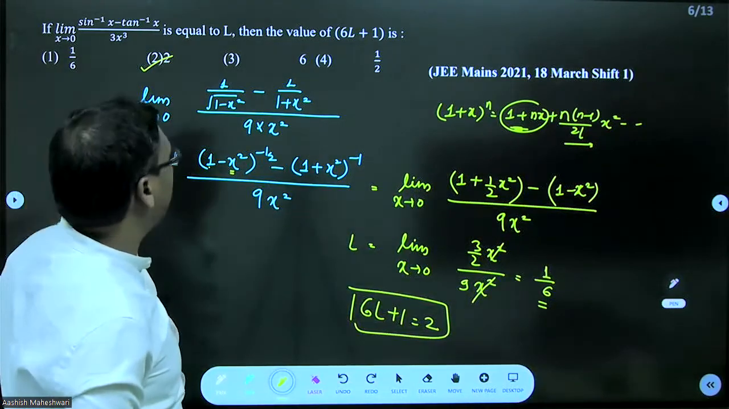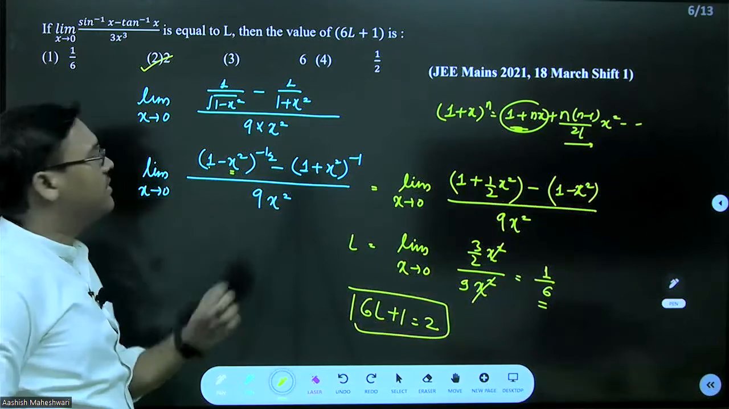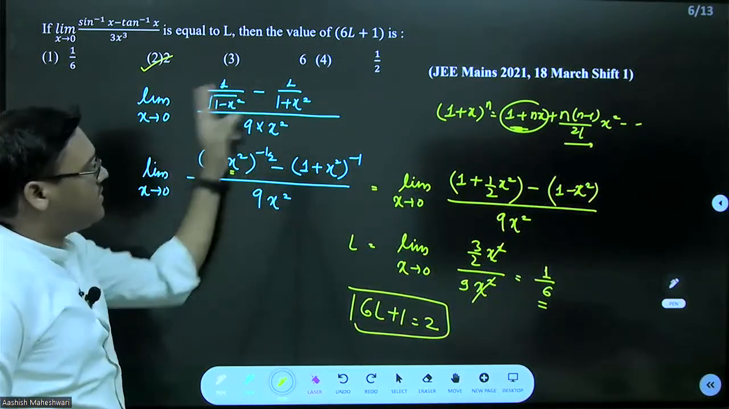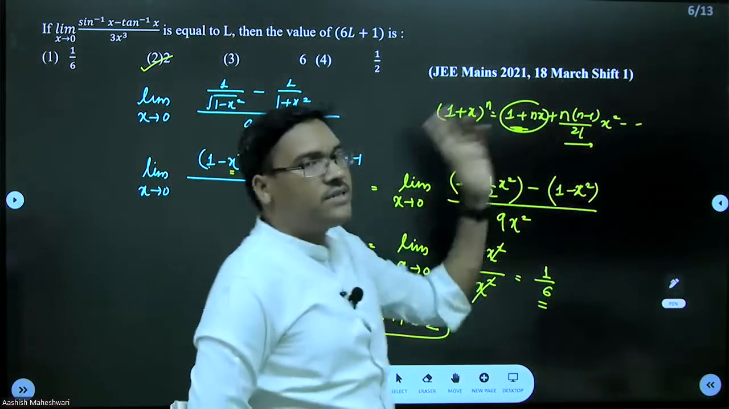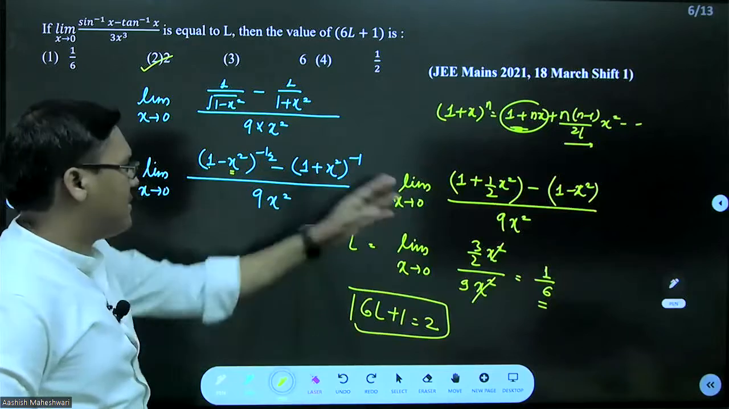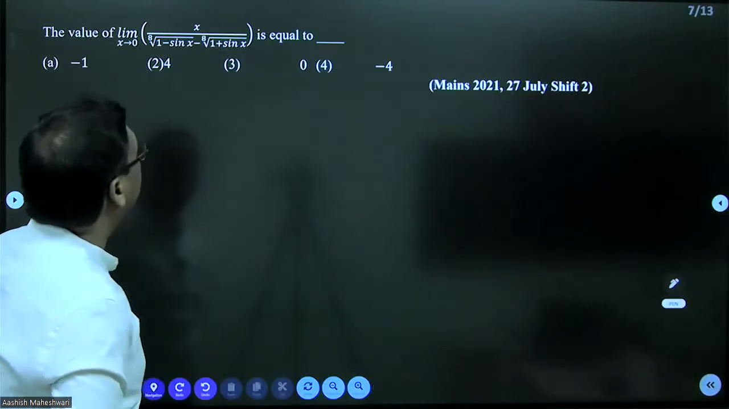See, this is a very important step. You can avoid expansion of sin inverse x and tan inverse x. Use L'Hopital, and then in this particular question, see how I have used the approximation, the binomial expansion (1 plus x) raised to n. So this is the answer. You can check the calculations. Now let's move to the next question.